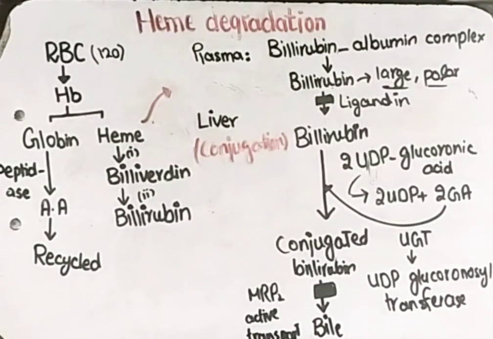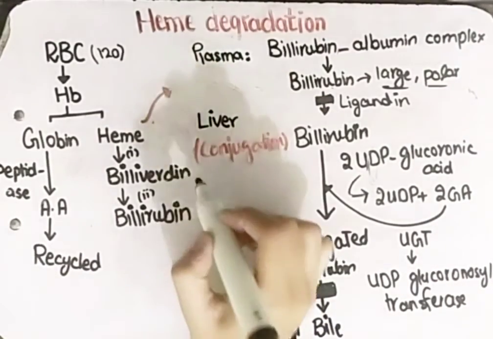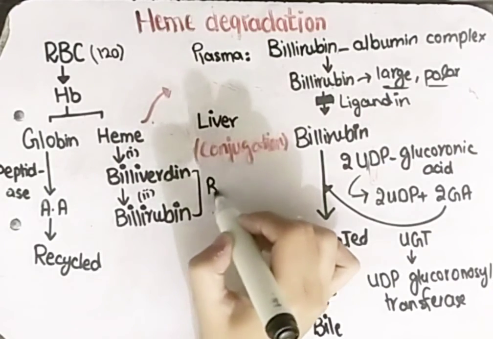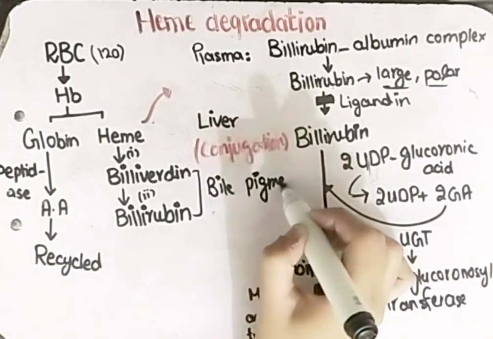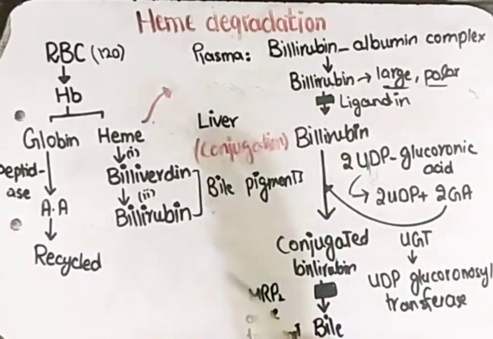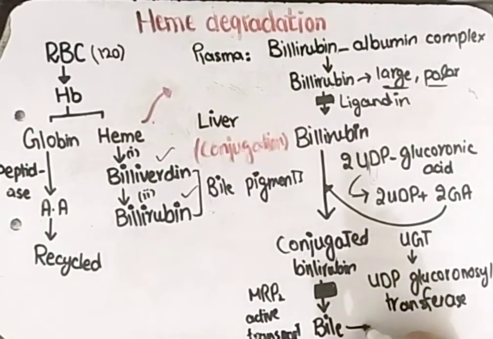Do remember one more point, that bilirubin and biliverdin are collectively referred to as bile pigments. Why are they called pigments? Because they give color. Biliverdin is green in color, bilirubin is red orange in color. So these are called the bile pigments. And where does this bile go? You all know that this bile is stored in the gallbladder.